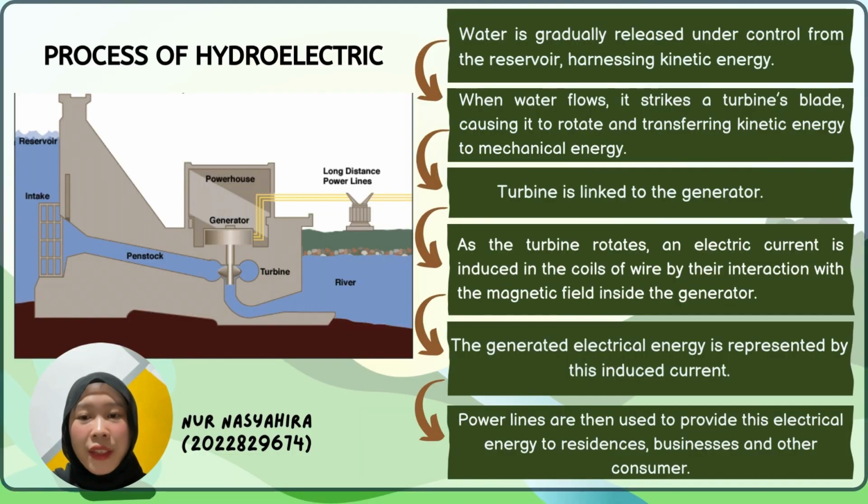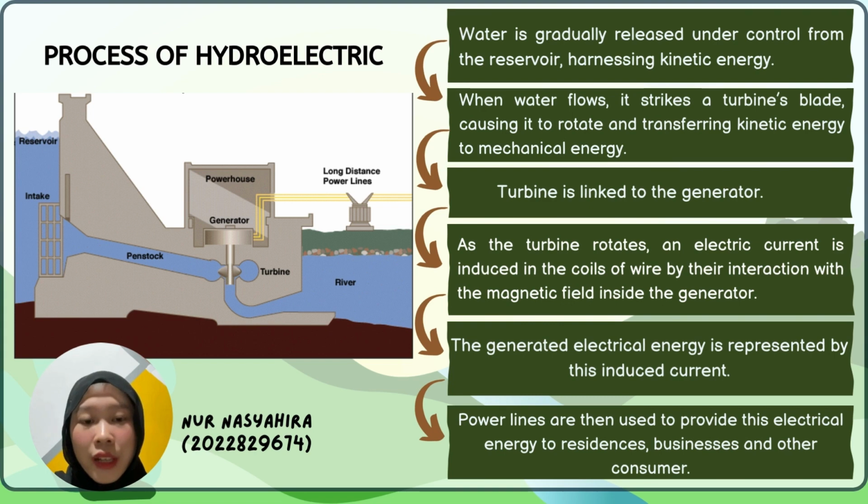So what happens in the process of hydroelectric is that first, water is gradually released under control from the reservoir, harnessing the kinetic energy. So when the water flows, it strikes a turbine's blade, causing it to rotate and transferring kinetic energy to mechanical energy.